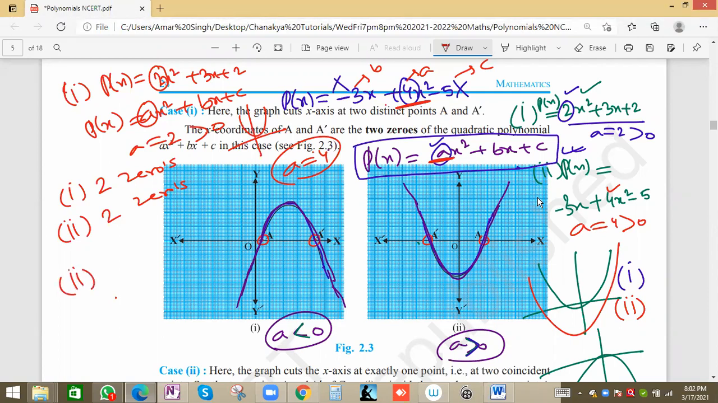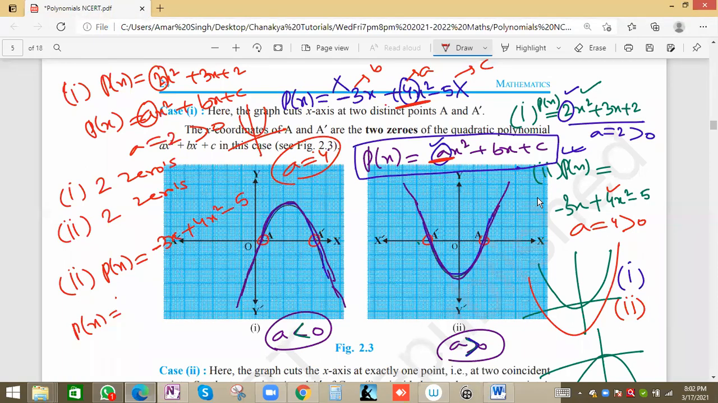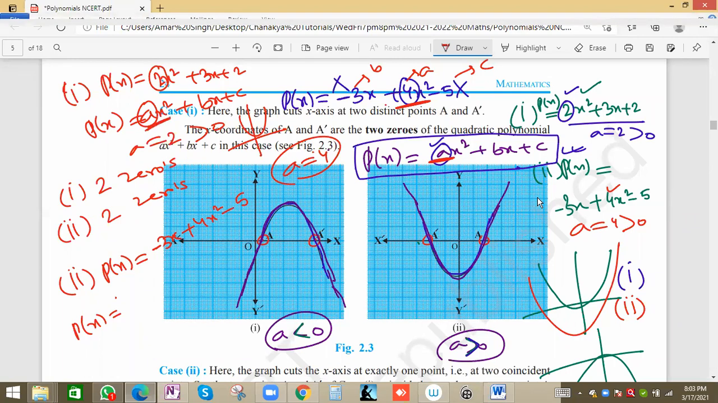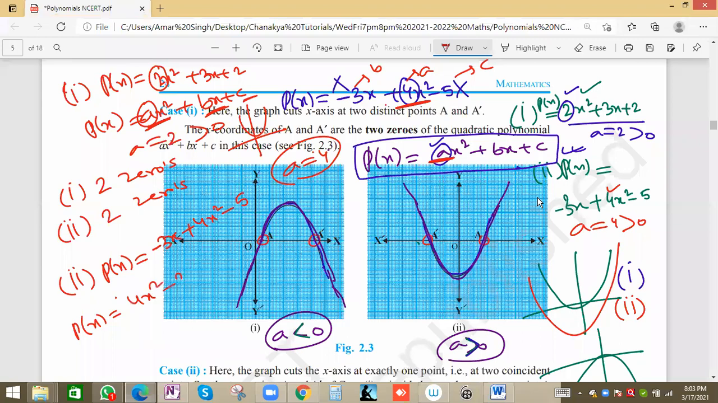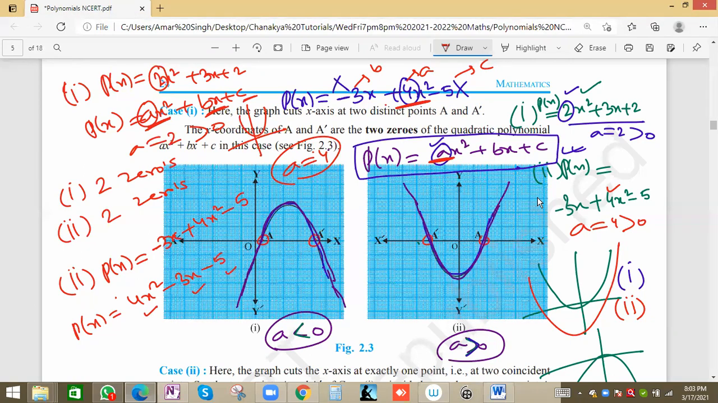For the second case, let me write p(x) is minus 3x plus 4x square minus 5. So we have to arrange this in standard form. What is the standard form? The first term will be the x square term, then x, then the constant value. So if we arrange, this will become 4x square minus 3x minus 5, in descending powers of x.